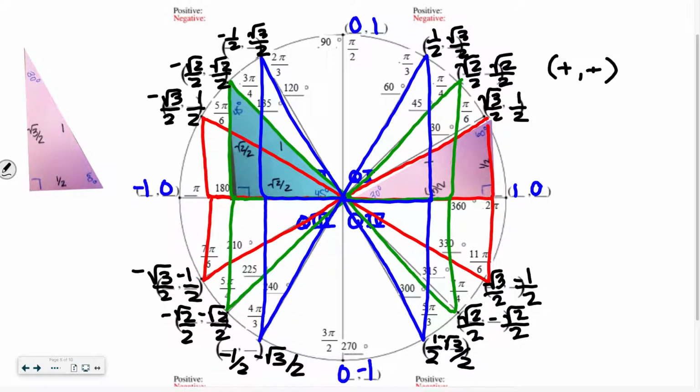Quadrant 1 is going to be positive, positive. Quadrant 2 is going to be negative, positive, x y. Quadrant 3 is going to be negative, negative. And quadrant 4 is going to be positive, negative.